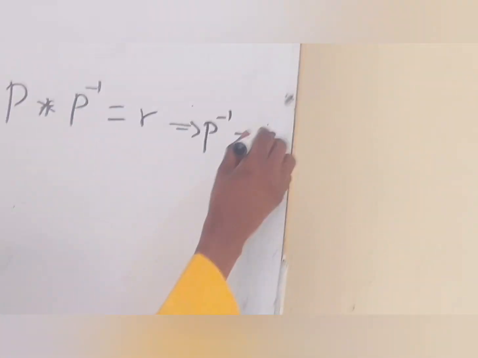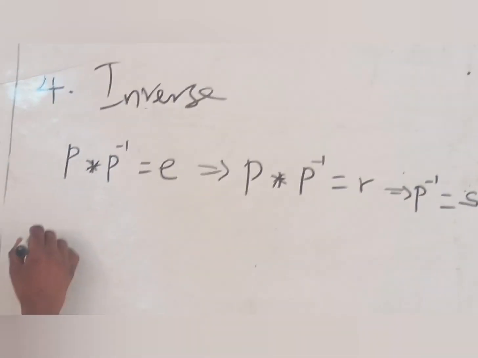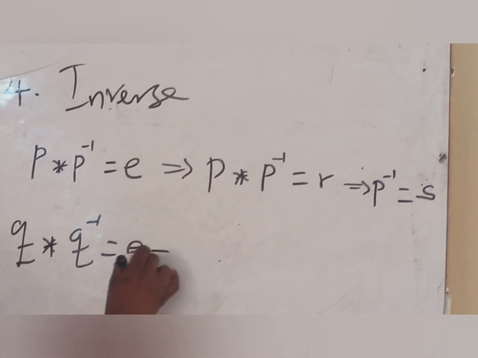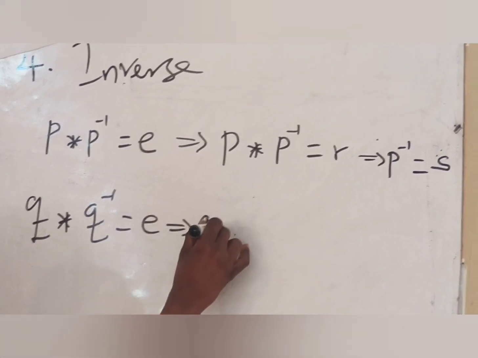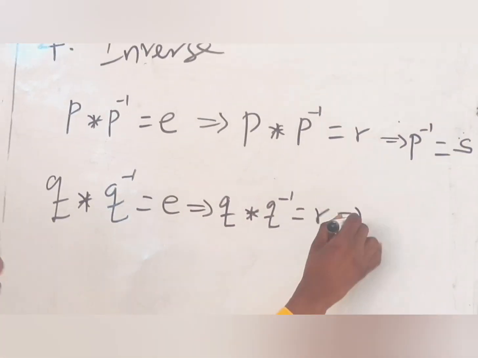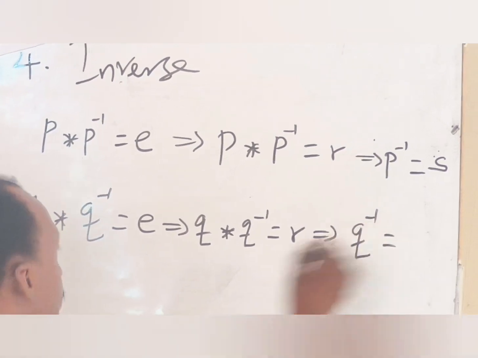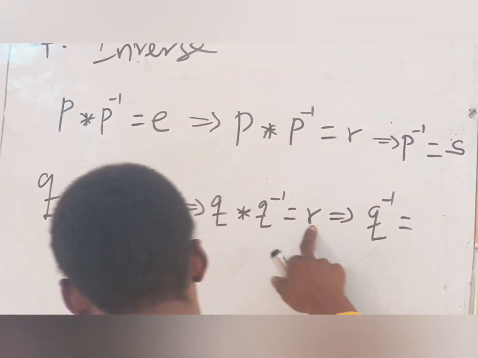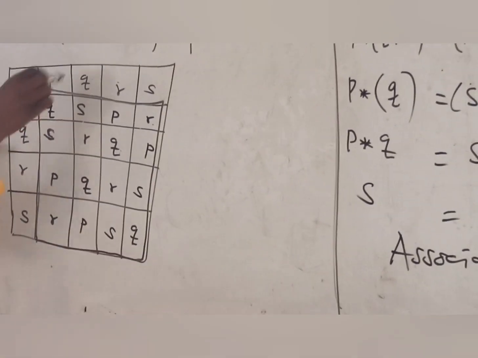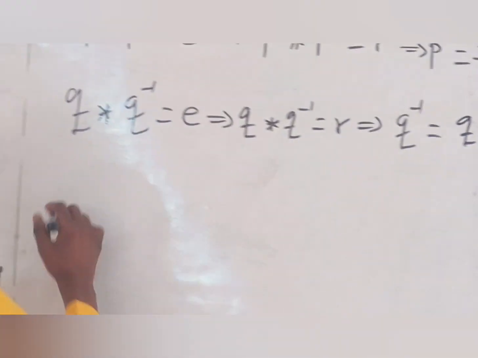And let's go to Q. Q operation Q inverse must give us E, so it implies Q operation Q inverse must give us R. So what will Q inverse be? What will we operate with Q to get R on the table? Q operation Q gives us R. So the inverse of Q is the same as Q.